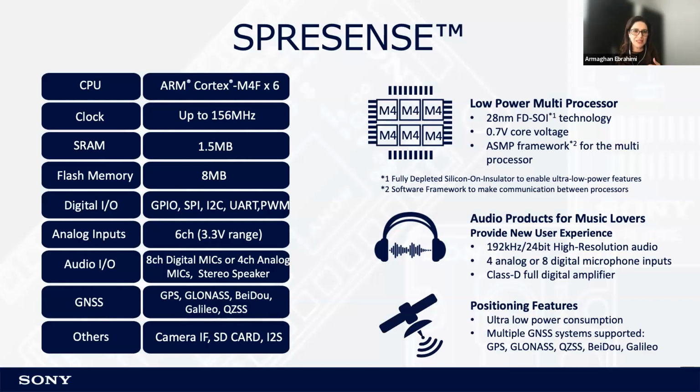We talk about GNSS, global, and GPS and others all around the world. And other accessibility on the board is a camera interface that you can slide the camera right in. You have the SD card access, and also you can access the I2S. So this is the spec about the Spresense.